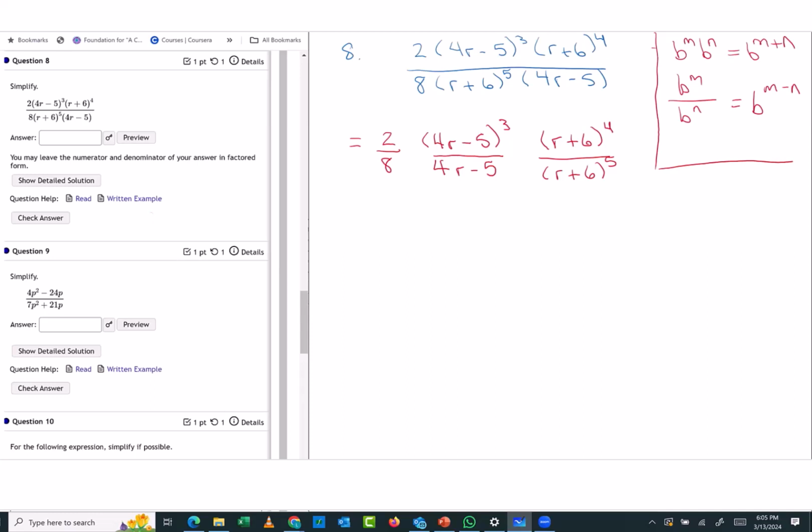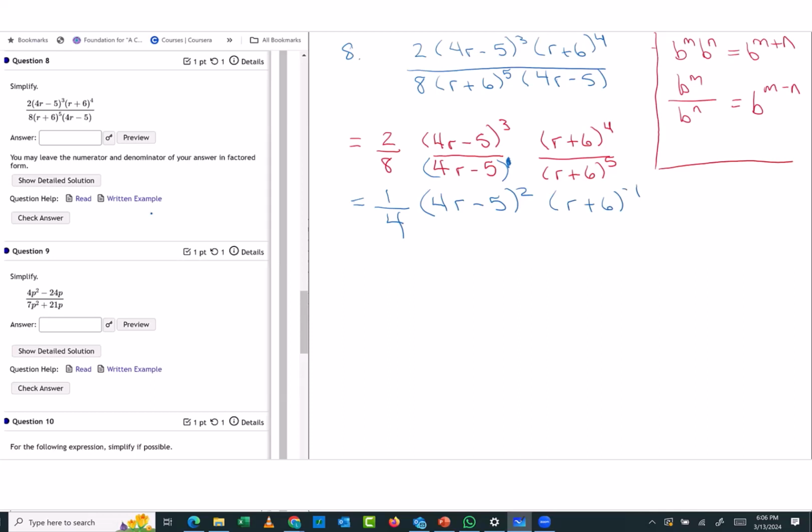Now we can start to simplify. 2 over 8, I can divide both by 2, I get 1 over 4. Now notice the bases are the same here. This is really the same as to the first power. That becomes 4r minus 5 squared because I'm going to subtract 3 minus 1. And this is going to be r plus 6 to the negative first power.